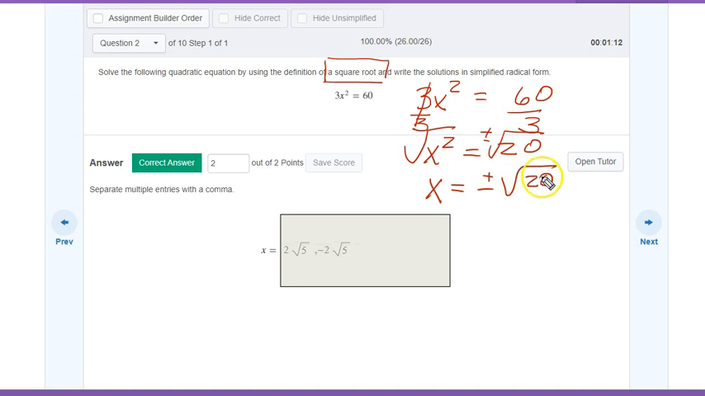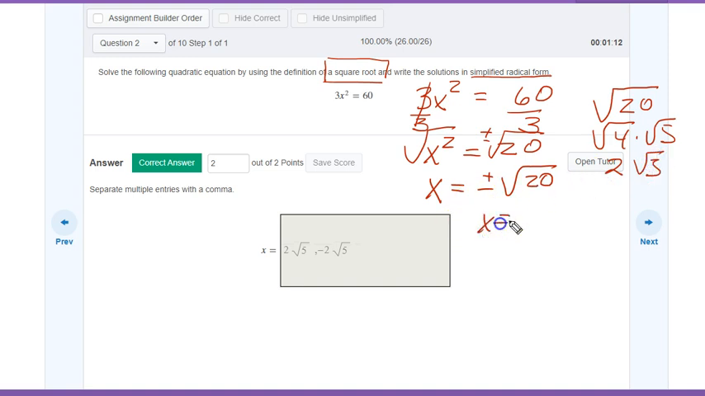Now if you put that there, they're going to count it wrong because you didn't simplify the radical form. So let's take a look at that. The square root of 20 is actually the square root of 4 times the square root of 5. The square root of 4 is 2, the square root of 5. So your answer then is going to be x equals plus or minus 2, the square root of 5. You've met all the requirements of what they're asking.